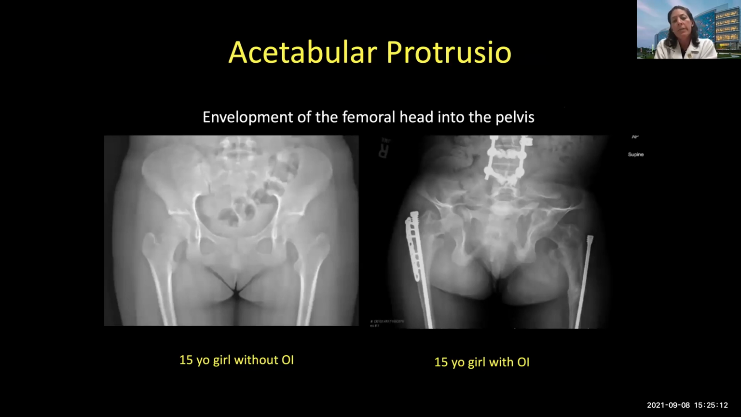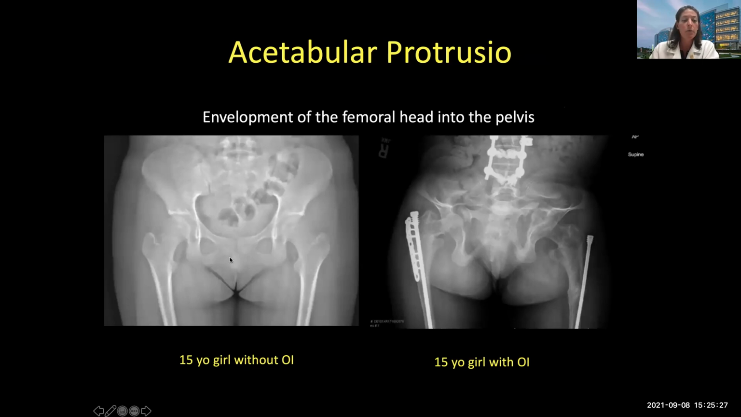Another very challenging deformity in and around the hip is something called acetabular protrusio. And this is a dramatic envelopment of the femoral head into the pelvis. And for comparison, these are age-matched patients again.